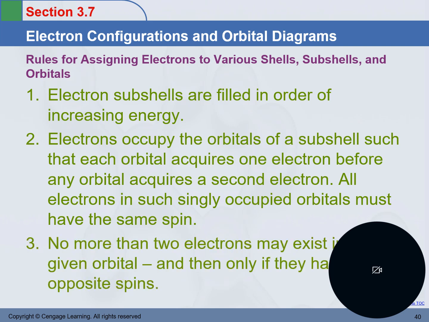Third rule is that we can have no more than 2 electrons per orbital, and if they do have 2 electrons, they have to be spinning in opposite directions, so the arrows need to be pointing in different directions.